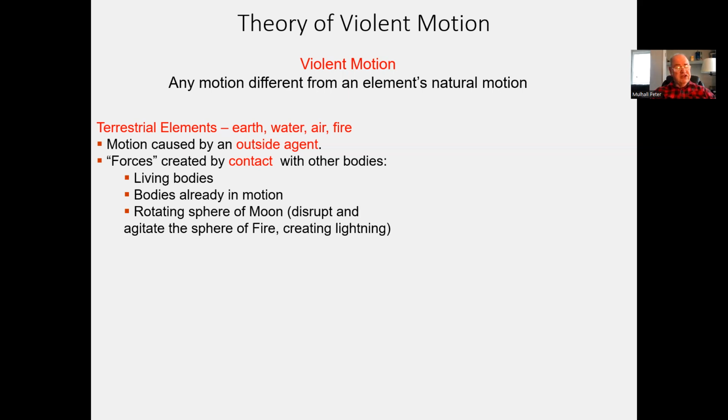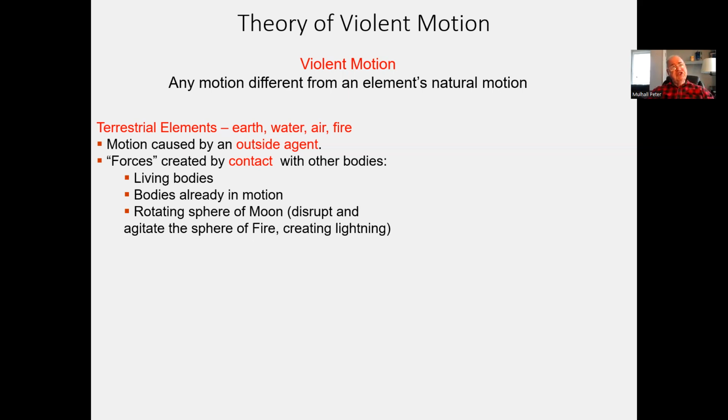And that will give us a lot of the changes that we see here in the terrestrial world. That rotating of the sphere of the moon will create a rotation and a disturbance of the ring of fire, which will bleed all the way down into air and ultimately into the earth. And this is where we get weather, for example, and fire and rainstorms and lightning and things like this. It all comes from that motion of the moon, creating those kinds of changes that we have.